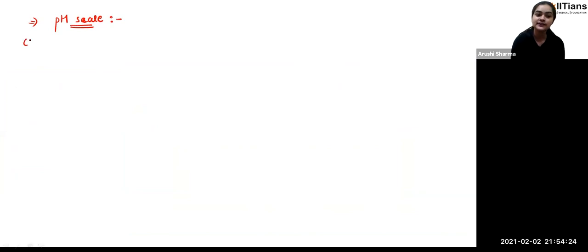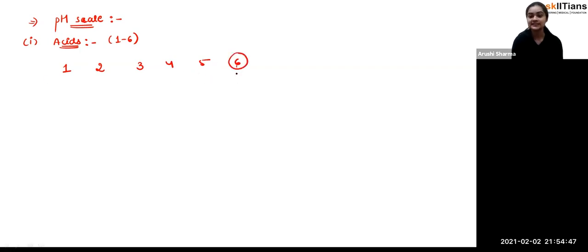Exactly, students. First of all, we talk about acids. From the pH scale, we have seen that the pH ranges from 1 to 6 for acids, that means 1, 2, 3, 4, 5, 6. This is the range of acids. And whenever the pH is 6, it will be least acidic, that means less acidic in nature. And if it is less acidic in nature, it will be a weak acid.